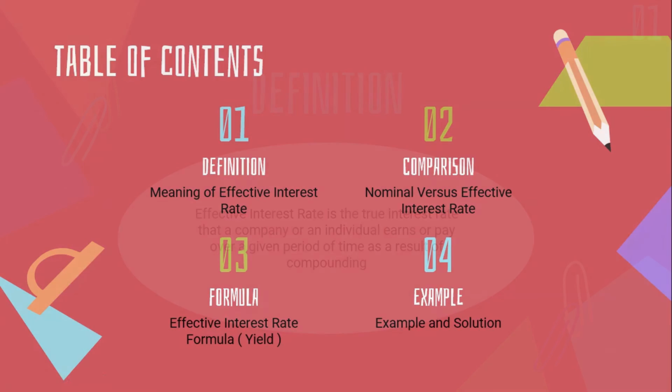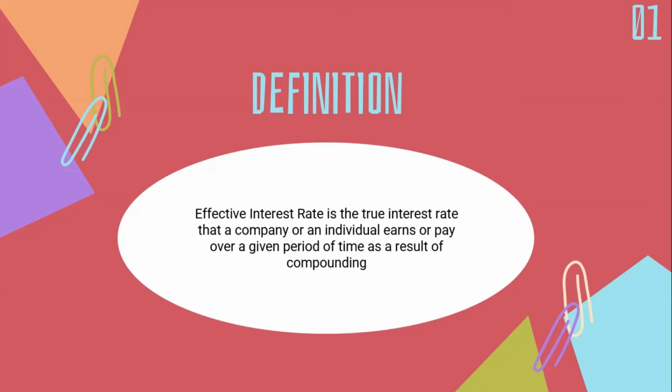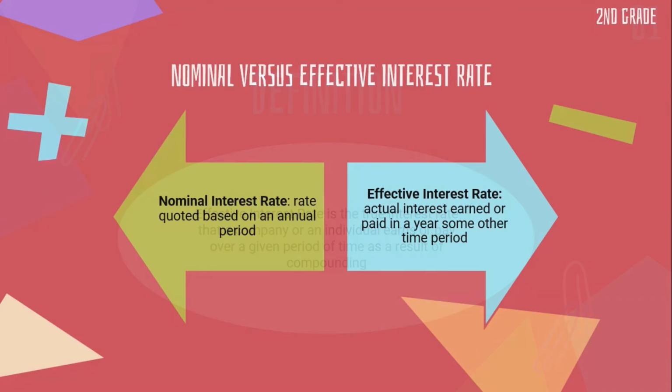Definition: effective interest rate is the true interest rate that a company or an individual earns or pays over a given period of time as a result of compounding. Nominal versus effective interest rate. Nominal interest rate is the rate quoted based on the annual period. Effective interest rate is the actual interest earned or paid in a year or some other time period.